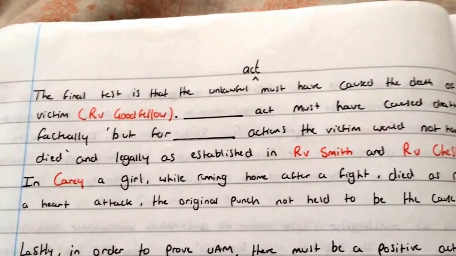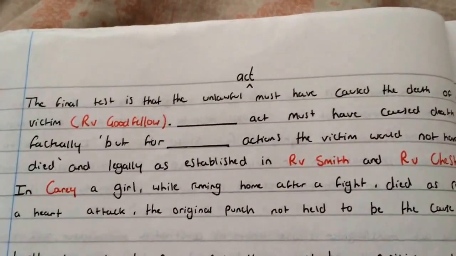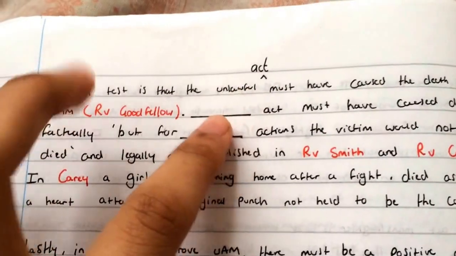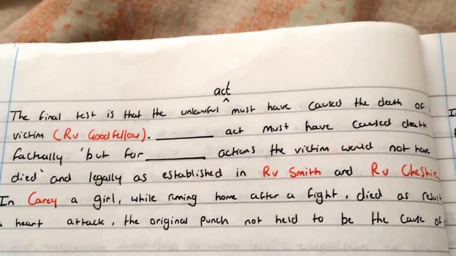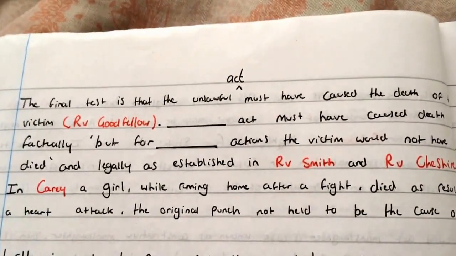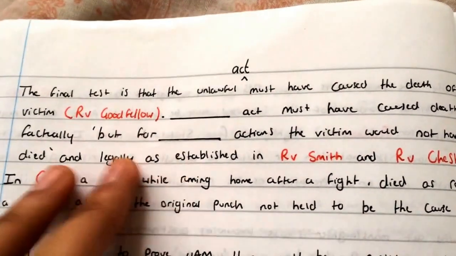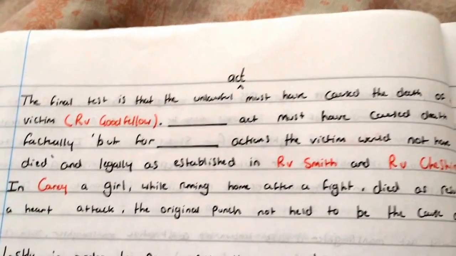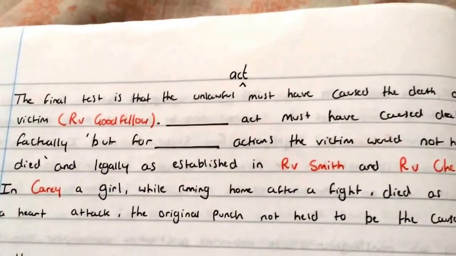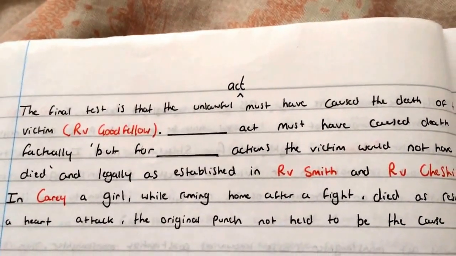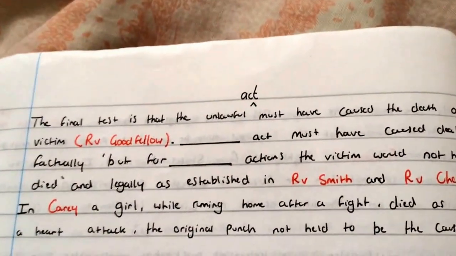The final test is that the unlawful act must have caused the death of the victim. Goodfellow. Enter the name of the scenario, like Bob, maybe, if you want. Bob's act must have caused the death factually, and apply the but-for test as established in White. And yeah, just apply that there. And legally as established in Smith and Cheshire. So you must say that it was a substantive and operative cause of death, as well as being a significant contribution. Lastly, a fair knowledge case in Carey, a girl while running home after a fight died as a result of a heart attack. The original punch was not held to be the cause of death. Sorry, I typed that really wrong.